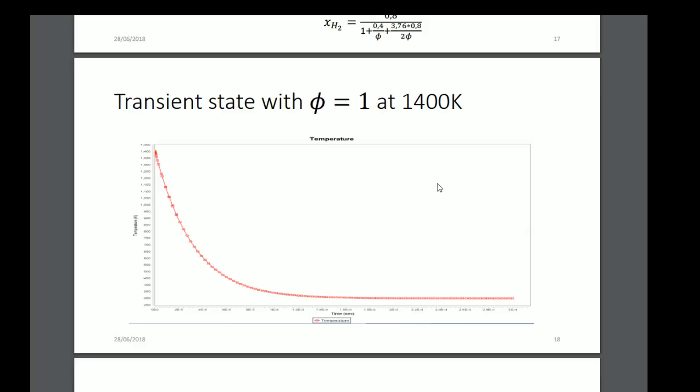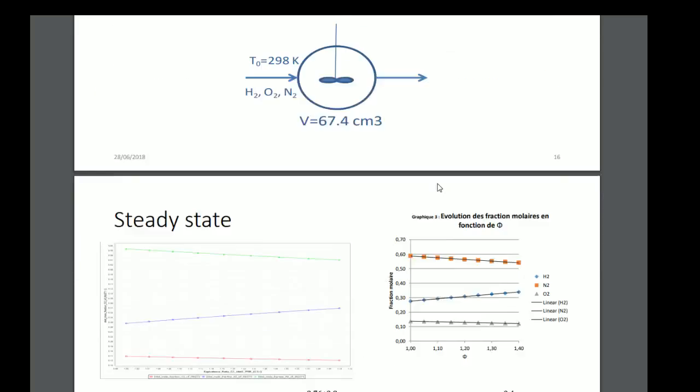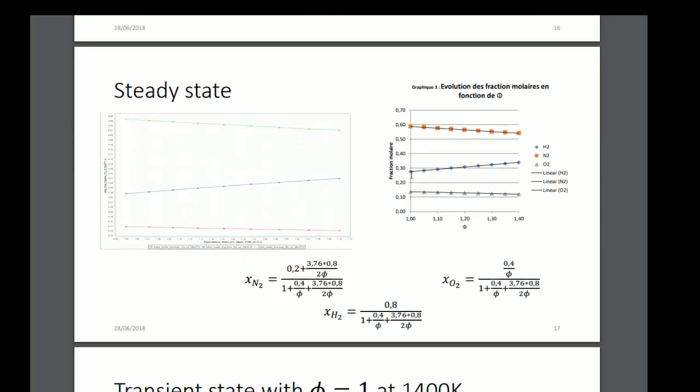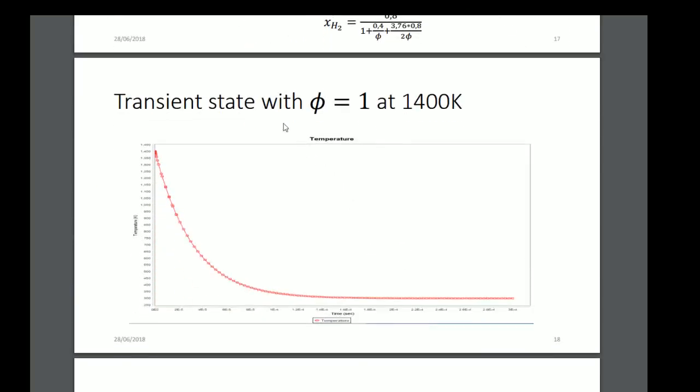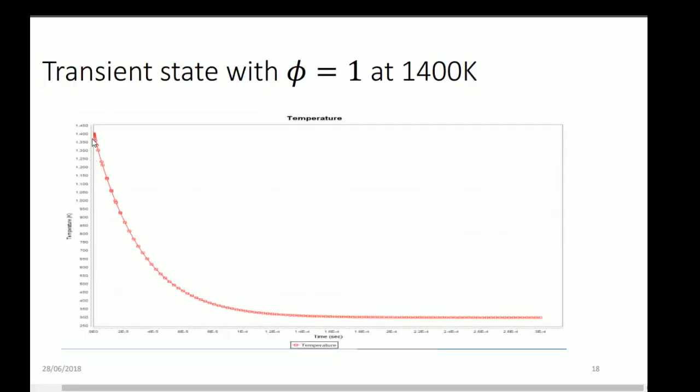Now let's talk about the transient state with phi equal 1. So we will design a PSR, with the conditions at stoichiometric values, so these ones. And we will compute the temperature, the equilibrium temperature, the flame temperature, in our reactor, homogeneous spatially but not homogeneous temporally, so as a function of time. So you can see that with a starting temperature of 1400 K, so Kelvin obviously, the temperature starts at 1400 K and diminishes.